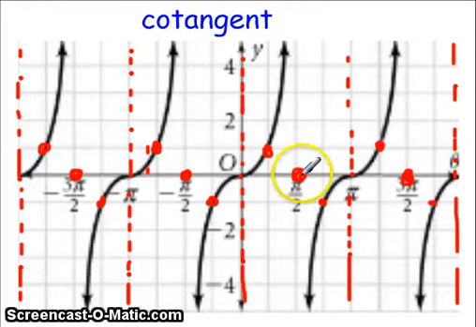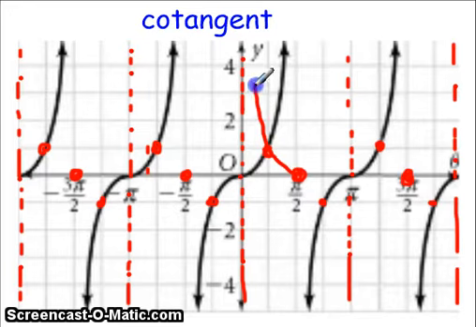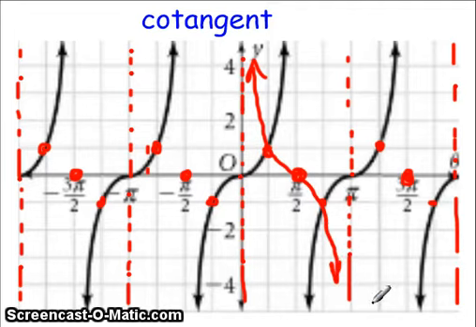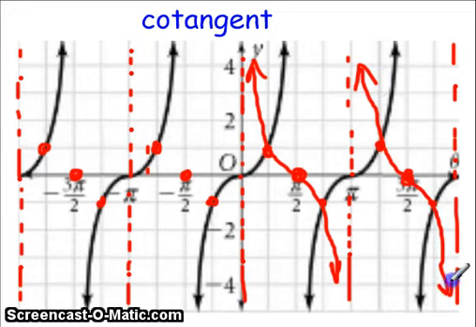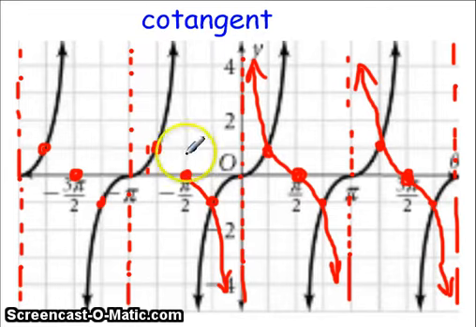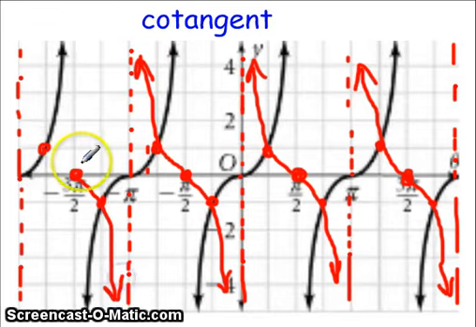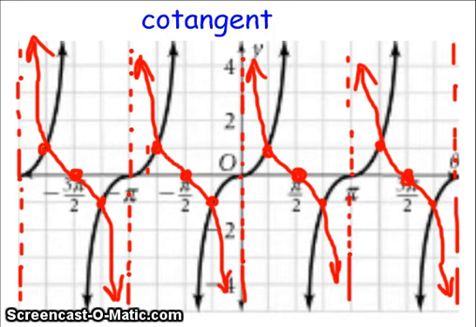And then we're going to draw the curve. 0 curves up through the 1, up at the asymptote, down to the -1, curving down to the asymptote. And that is the graph for the cotangent curve.